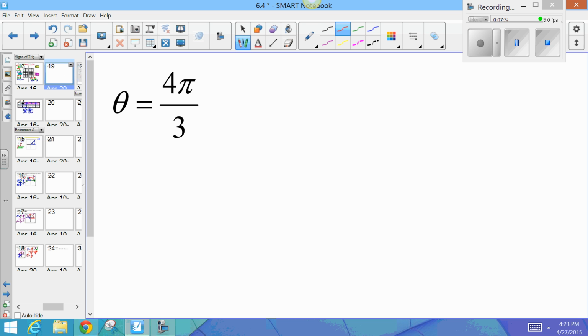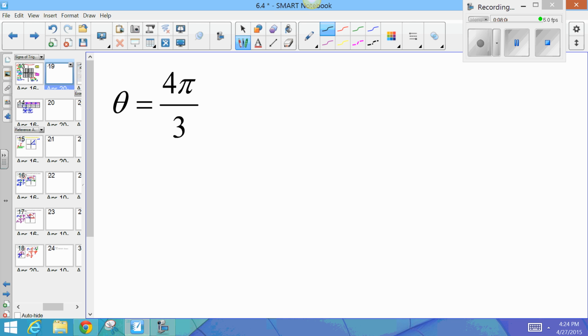Okay, now, I gave you some images. I drew the angles for you in the previous problems, but in most cases, you're not going to have that. Nobody's going to tell you which quadrant they lie in or anything, so you're going to have to figure that out yourself. So here I have just an angle, 4 pi over 3, and I need to figure out which quadrant it lies in order to determine how to find the reference angle.